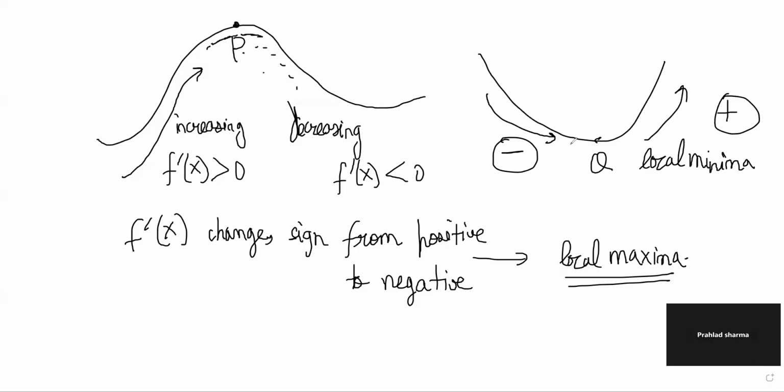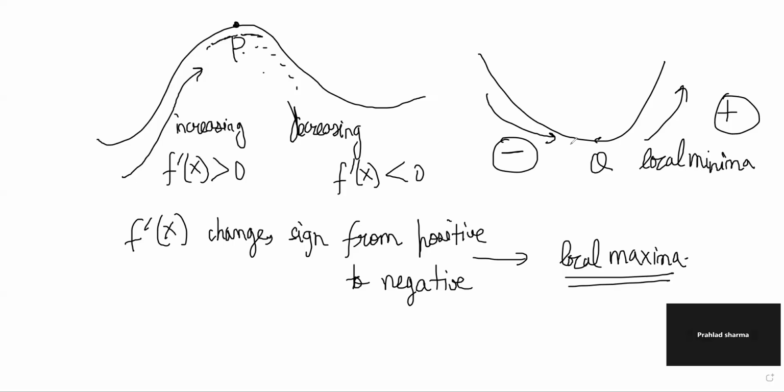So if somebody asks how to identify the maxima or minima of a particular curve, all you have to do is think about where the derivative will change sign. If the derivative goes from positive to negative, it's a maxima. If the derivative goes from negative to positive, it's a minimum. Correct? Is that clear so far?